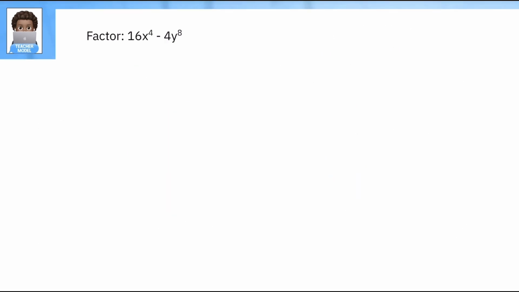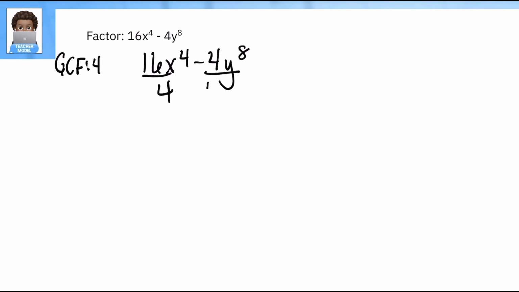Hit pause and jot this down into your notes. Let's do one more example together. So here I have my problem. I'm going to look to see, is there a GCF? And yeah, there is. The GCF is 4. So I'm going to factor out 4. And I have 4x to the fourth minus y to the eighth.